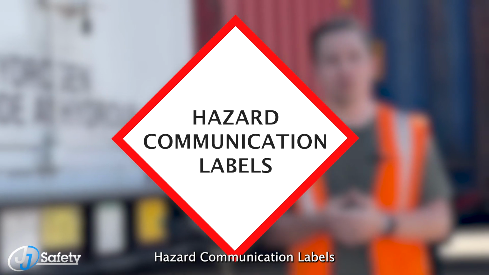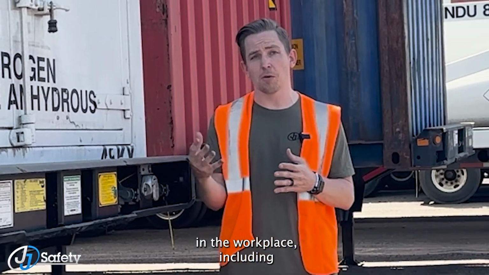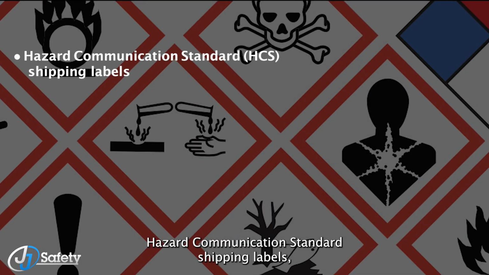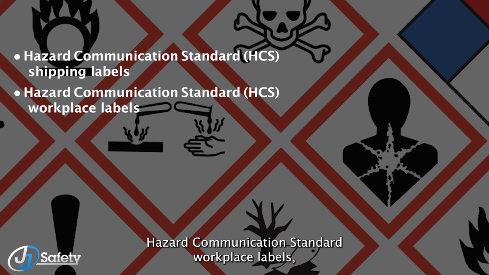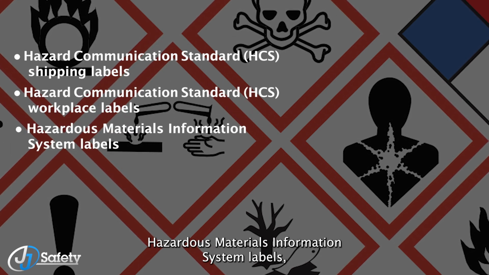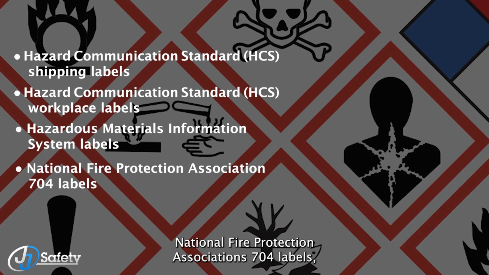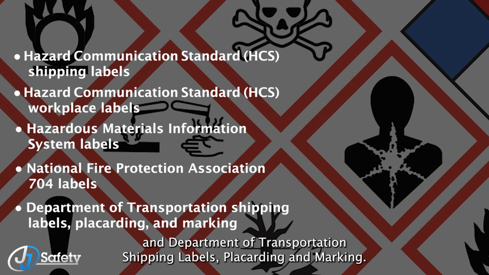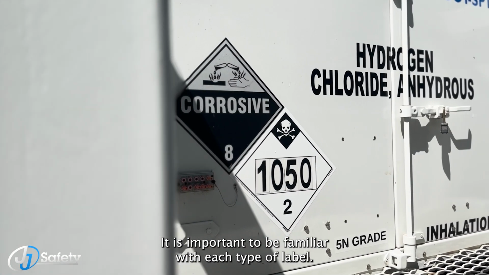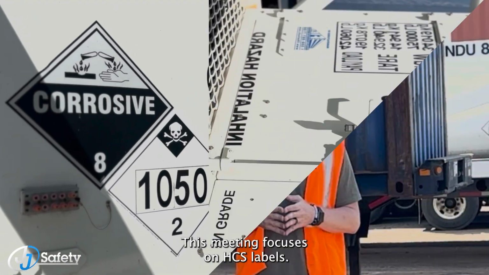Hazard communication labels. Several types of labels are found on hazardous chemicals in the workplace, including Hazard Communication Standard shipping labels, Hazard Communication Standard workplace labels, Hazardous Materials Information Systems labels, National Fire Protection Association 704 labels, and Department of Transportation shipping labels, placarding, and marking. It is important to be familiar with each type of label. This meeting focuses on HCS labels.